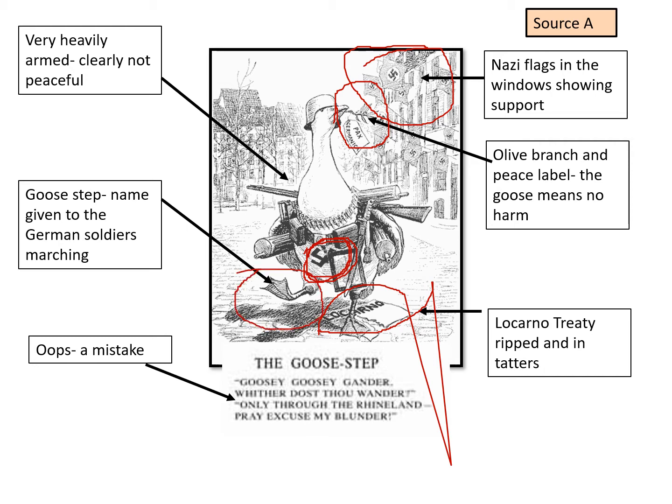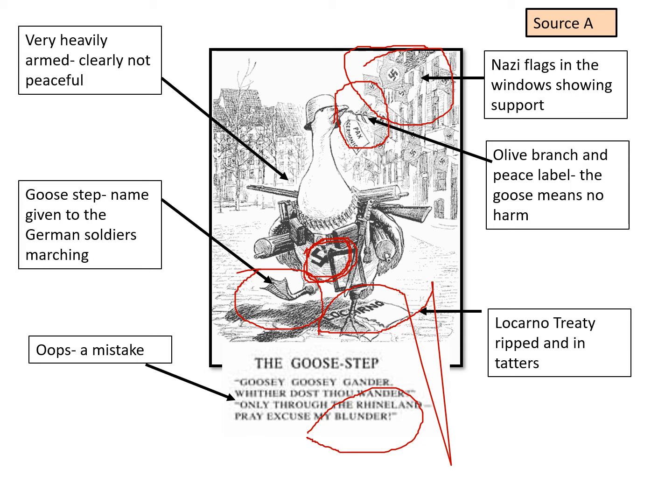So that's why the whole thing is in the form of a goose, because that was the name of the German march. So this cartoon is called The Goose Step. It says, "Goosey, goosey gander, whither dost thou wander? Only through the Rhineland. Pray excuse my blunder." And this is as if the goose is saying, "Oh dear, sorry, this was a mistake." That's what a blunder is, a mistake. This was just a mistake. I wasn't meaning to come here.